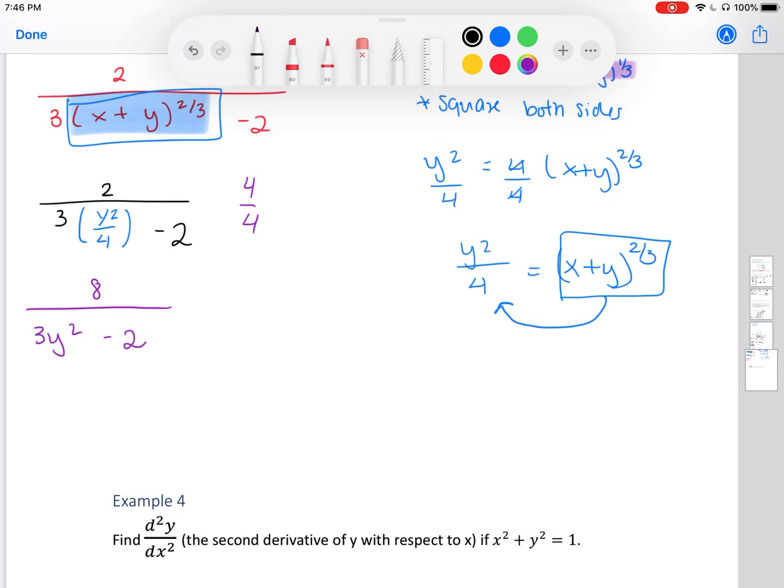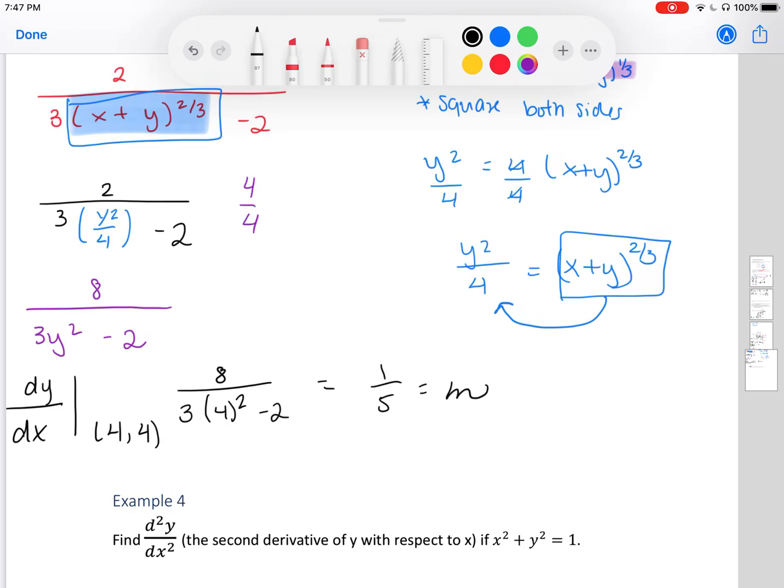So much effort, right? Okay, now let's go ahead and find the slope. dy/dx at the point given, (4, 4), is 8 over 3, instead of y, we'll plug in a 4, squared, minus 2, and we'll get 1 over 5 for our slope.